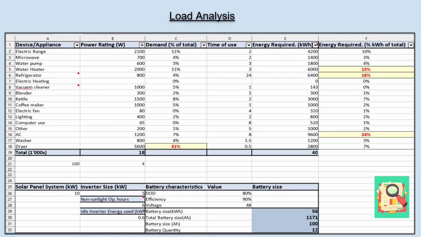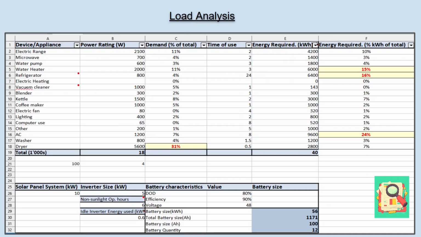In order to calculate the battery size, it is important to note that the battery is not going to be used to provide all of the daily energy requirements, which is 40 kilowatt hours. The battery is only going to be used to provide the energy to all of the devices during non-peak sunlight hours. For simplicity, let's take the 40 kilowatt hours as the energy that the battery has to supply. Ideally, or theoretically, that would be our battery size.